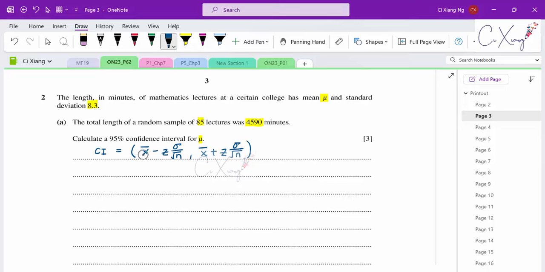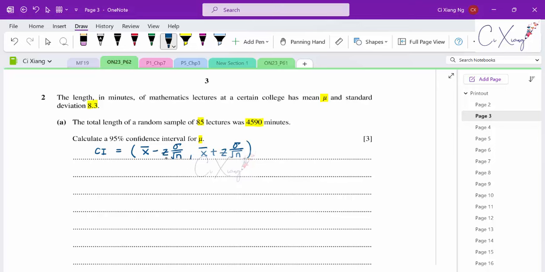Let's look at all the values. We need to calculate the sample mean first, using the sample total, the summation of x divided by n. Then sigma, what is sigma? Sigma means the population standard deviation, which is given in the question as 8.3. And n is the sample size, which is also given.